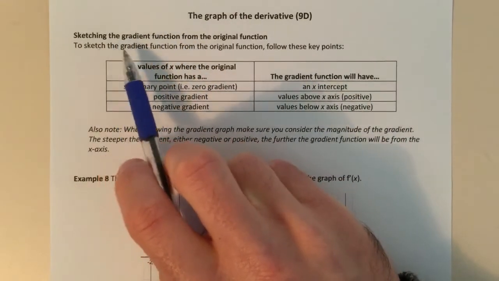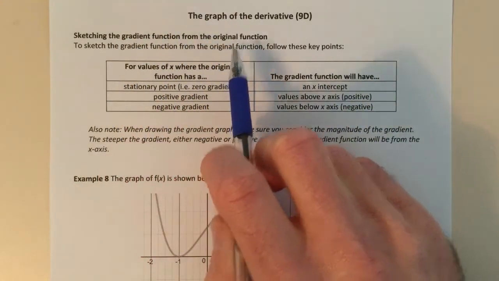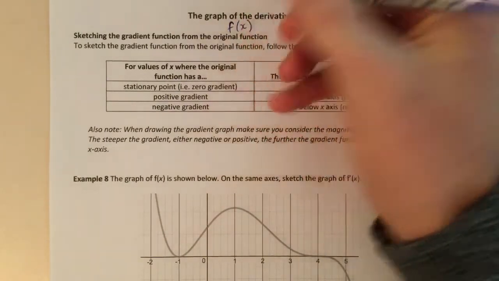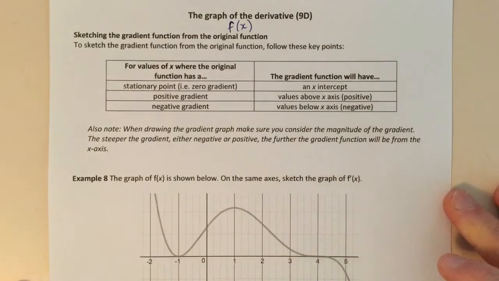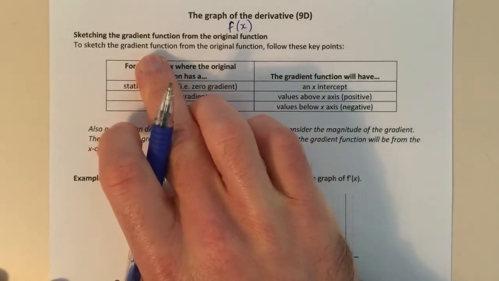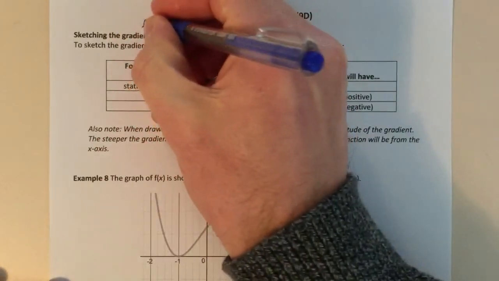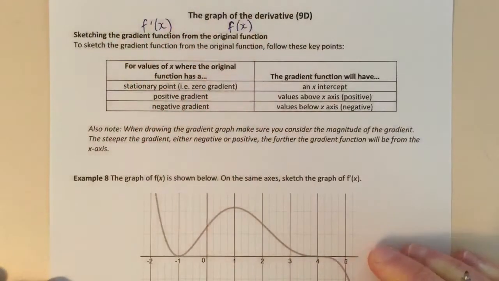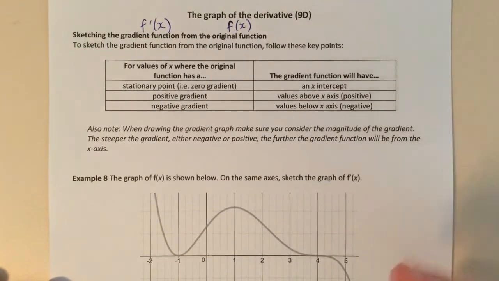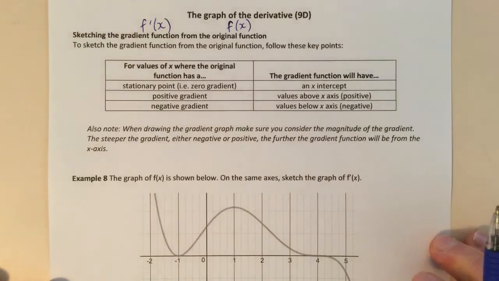When we talk about the gradient function versus the original function, if we think of the original function as being f of x, which of course it doesn't always have to be called f of x, but that's probably the most common name for a function, then the gradient function, well, obviously we're talking about f dash of x. But in this section we're thinking purely graphically, and maybe we don't even have the equations that represent f of x or f dash of x, we're just working directly from a graph.